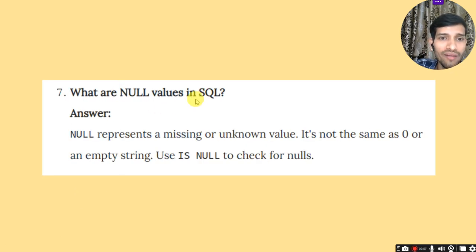What are null values in SQL? Null represents a missing or unknown value. It is not the same as zero or an empty string. Null is different from zero and empty string. You can use IS NULL to check for null values.